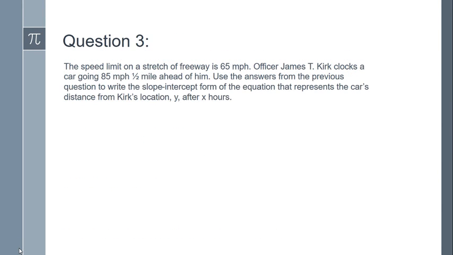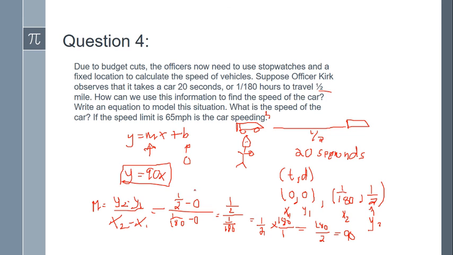Let me go back to it here. And the car, as we can see, if this is the slope and it's the speed, then the car's traveling at 90 miles per hour. So if the speed limit is 65 miles an hour, then we can say that yes, the car is speeding.